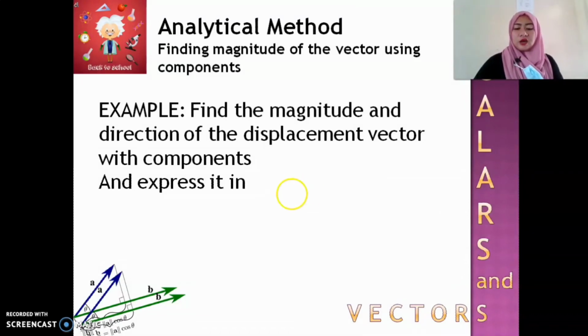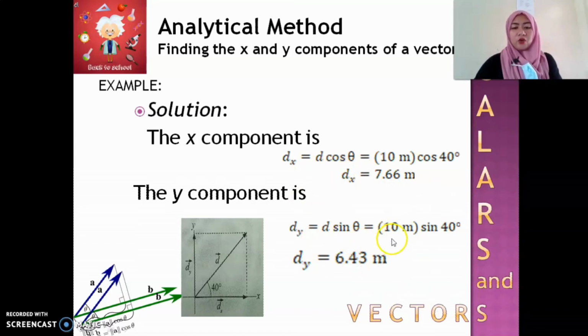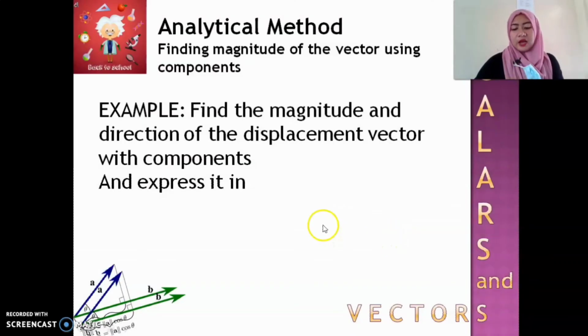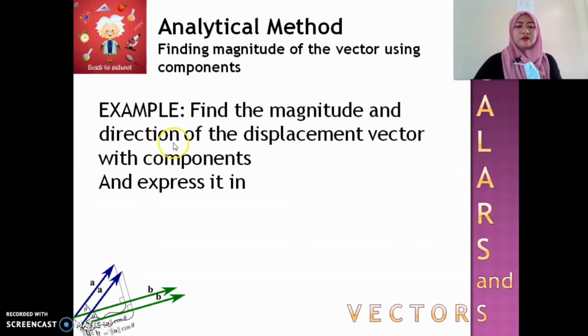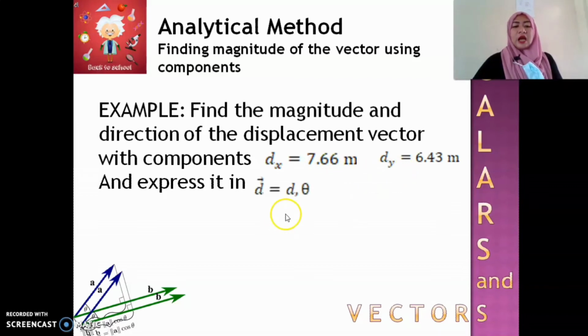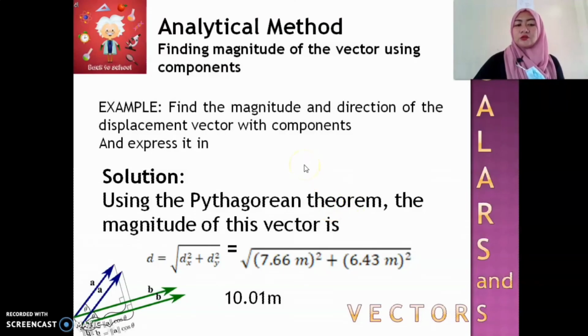Okay, let's use the identified value in answering our next example. Let's compare now if our answer will get the given displacement earlier, which is equal to 10 meters. Find the magnitude and direction of the displacement vector using our x component is equal to 7.66 meters and our y component is equal to 6.43 meters. Our answer must be expressed as our displacement and the angle of the vector.